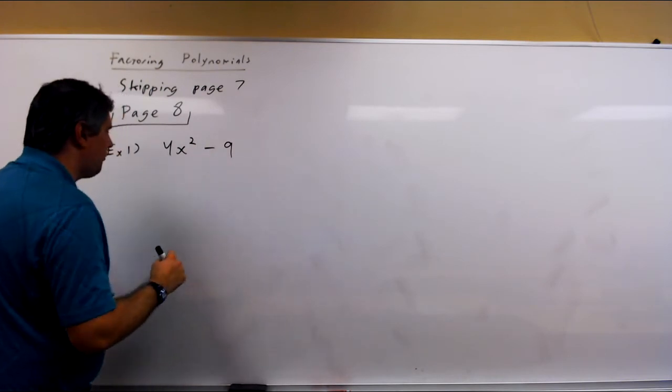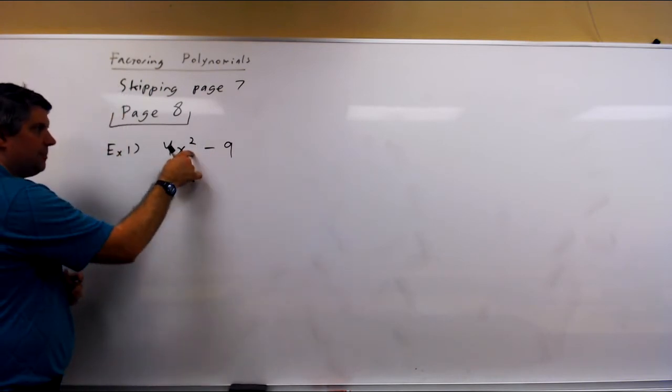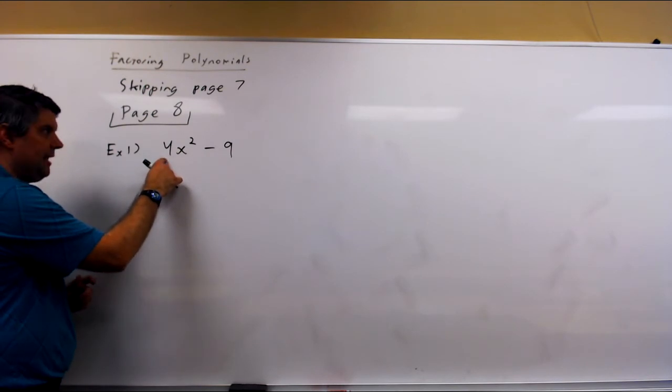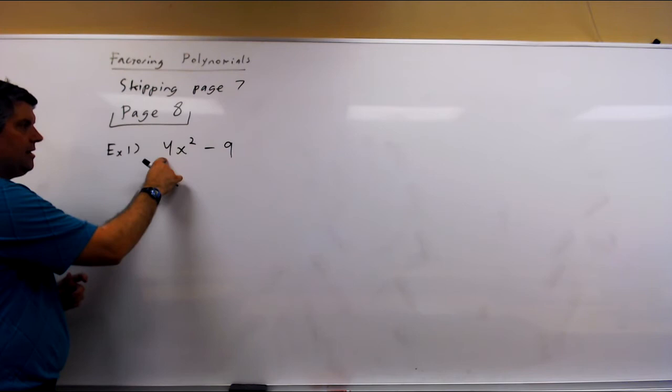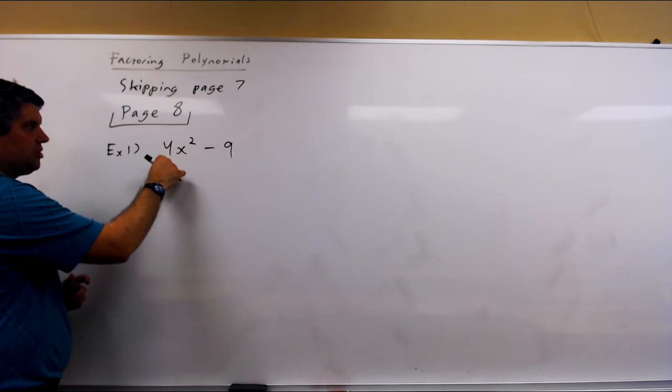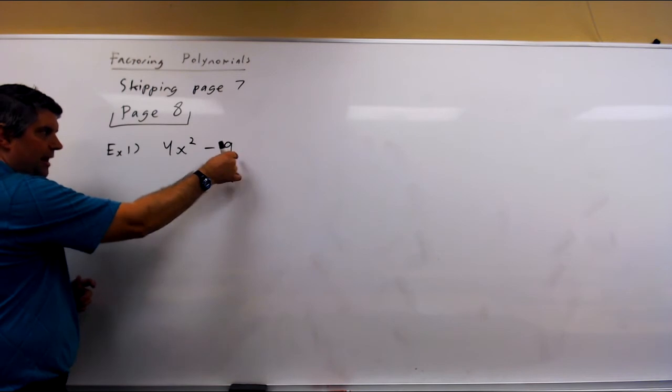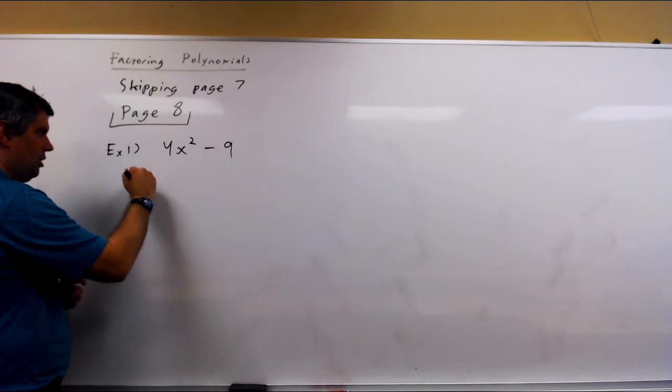Okay? So for instance, I know this is a perfect square because the coefficient is a perfect square, 4 has a square root, 2, and the x squared has a square root, which is x, and that's an even exponent. Likewise, that's a perfect square. And again, there has to be a minus in the middle.